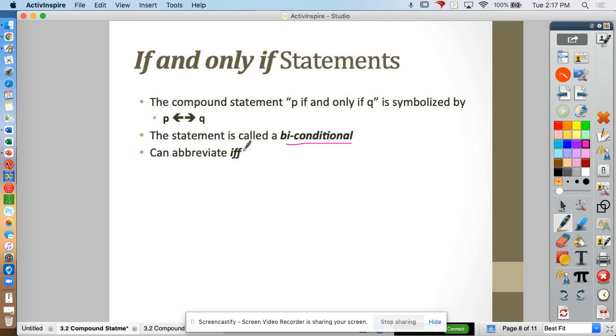This is not a typo. This is an IFF, an abbreviation for if and only if. So if you see this or write this, make sure that you mean it is for if and only if. This phrase is going to go in the middle of the sentence. P, if and only if Q, so you wouldn't start a sentence with this phrase.